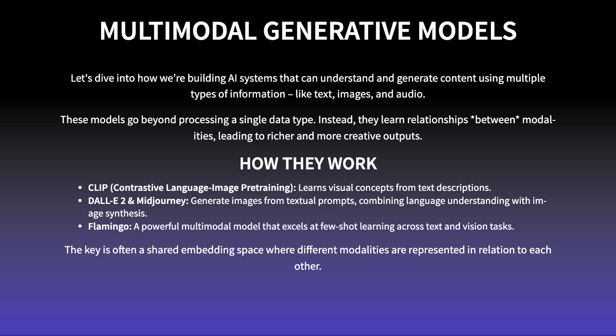We've got examples like CLIP, which learns to connect images with their associated text descriptions. Then there's DALL-E 2 and Midjourney, famous for creating incredible images from just a written prompt. And Flamingo is an especially impressive model capable of quickly adapting to new tasks when given only a few examples.